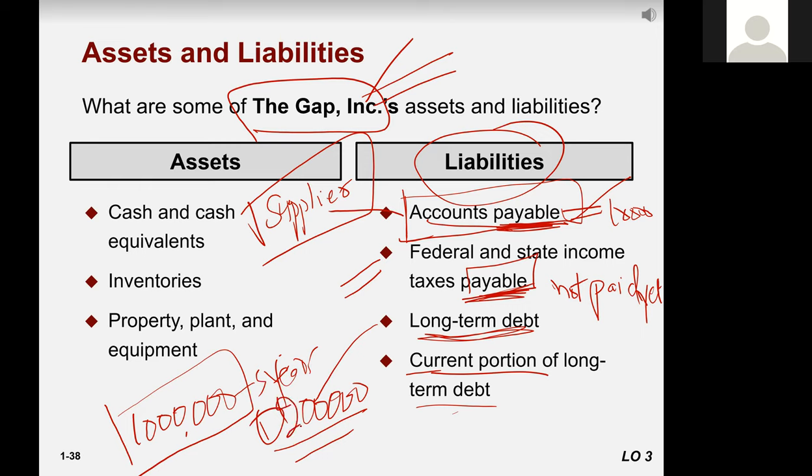If you pay $200,000, the rest of the long-term debt will become $800,000. And current portion will become $200,000. And this would be paid in less than a year, and this would be paid according to their maturity or according to the time horizon that you have taken the loan.